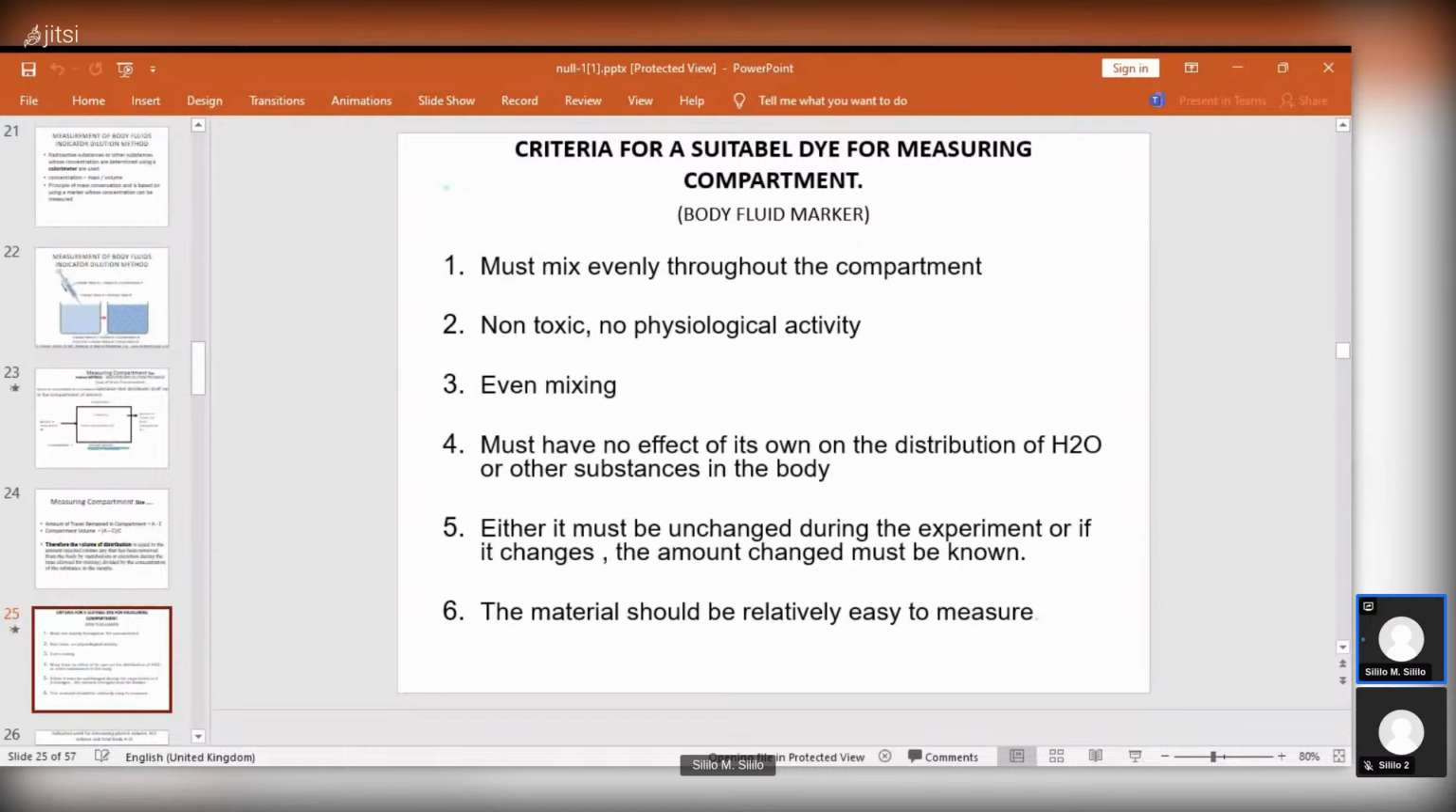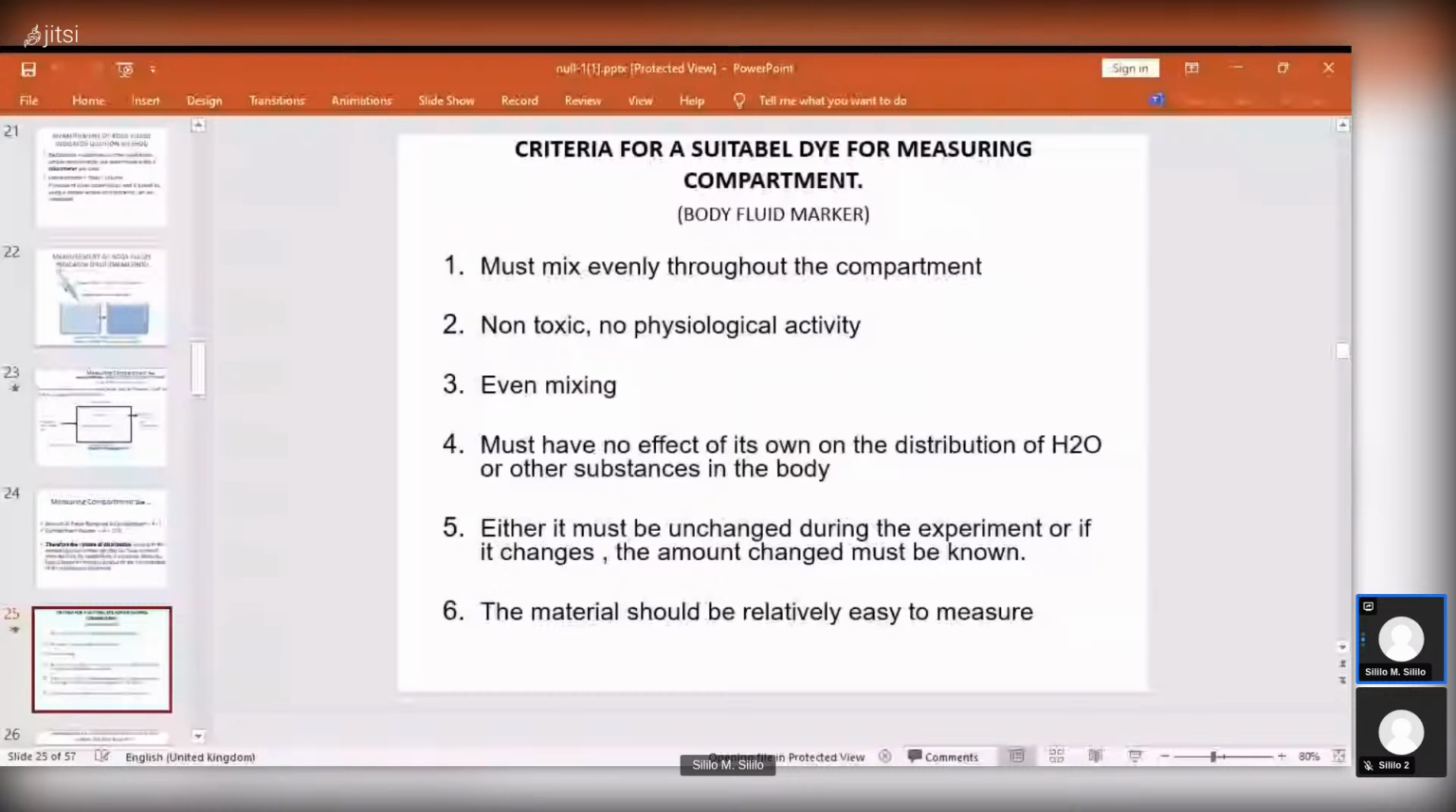So it should be able to mix properly, and it should not be able to penetrate other compartments that are not being measured. If you're measuring the ECF alone, it's supposed to just go into your ECF. If you're measuring your plasma volume alone, it's just supposed to go into your blood. That's all. It should be non-toxic, so it shouldn't cause any damage to your body.